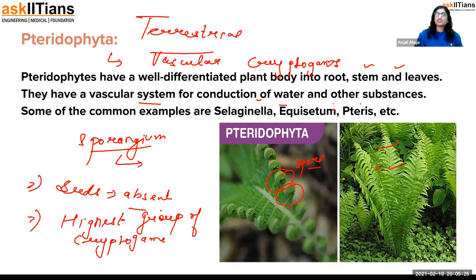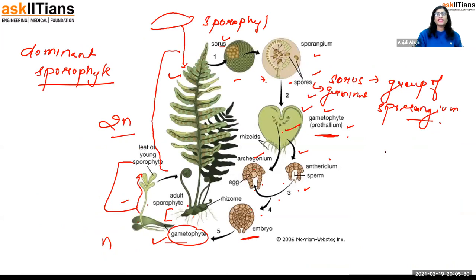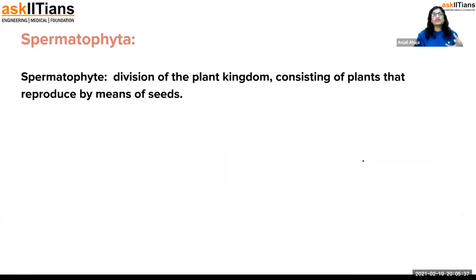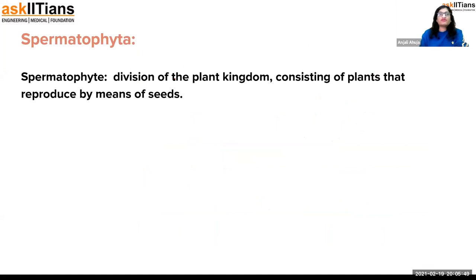Now, guys, let's talk about the next category, which is Spermatophyta. In case of Pteridophyta, for this leafy structure, sometimes the word cone is also used. But the cones are more developed in the Spermatophyta category, in the gymnosperms. Spermatophyta are the category which has seeds. They reproduce mainly with the help of seeds. And further, it has two categories, gymnosperm and angiosperm.